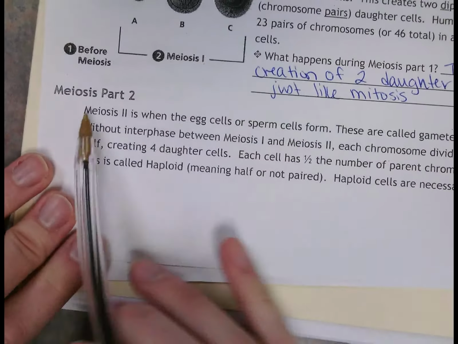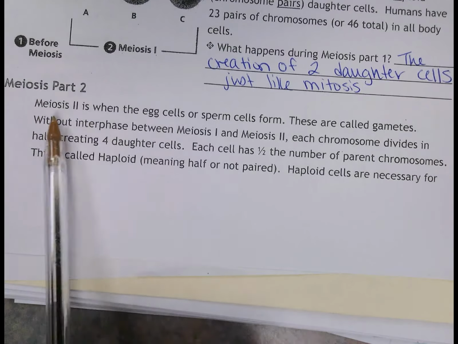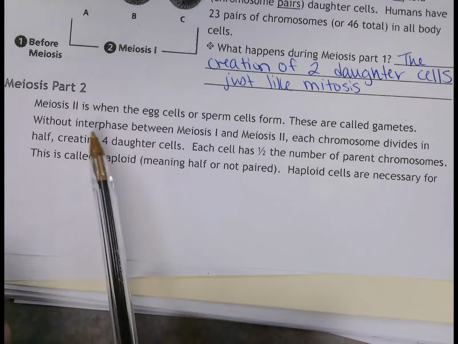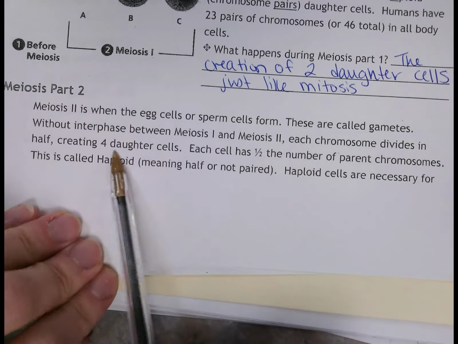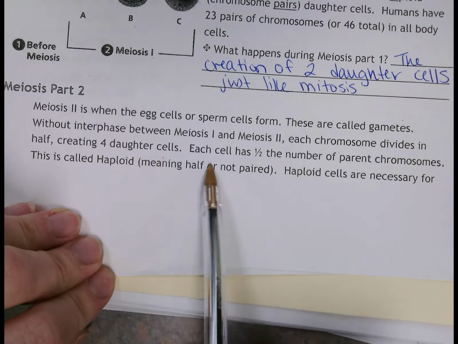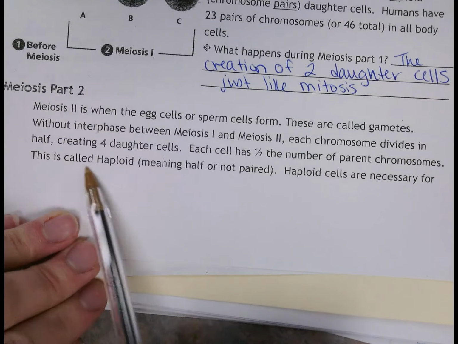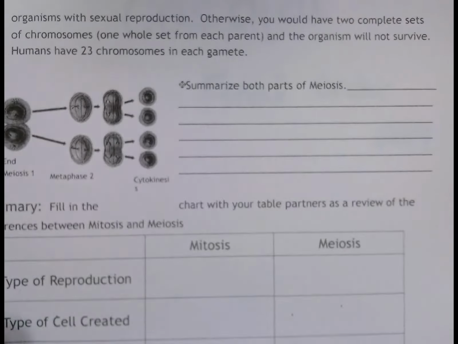So meiosis part 2, now we have those 2 daughter cells, they're diploid, they still have the complete set. Meiosis 2 is when the egg or sperm cells form. These are called the gametes. Without interphase between meiosis 1 and meiosis 2, each chromosome divides in half, creating 4 daughter cells. Each cell has half the number of parent chromosomes. This is called haploid, meaning half or not paired. Haploid cells are necessary for organisms with sexual reproduction.